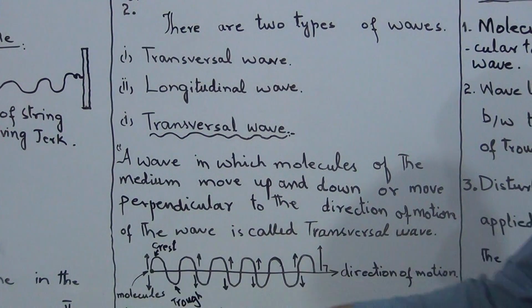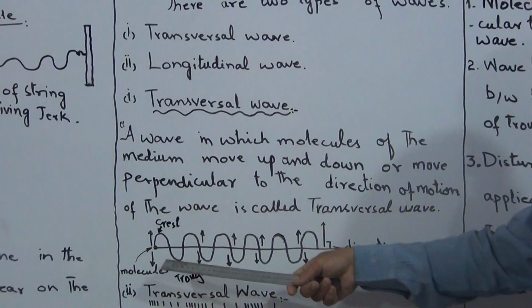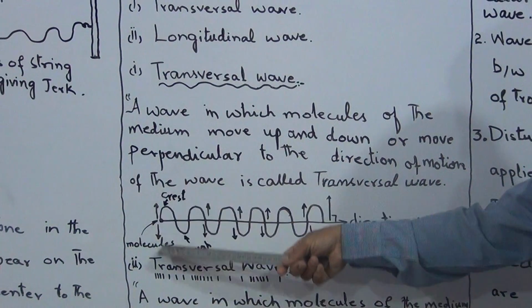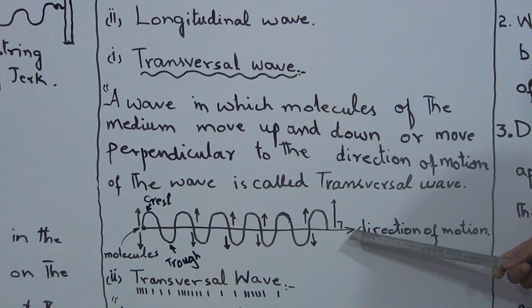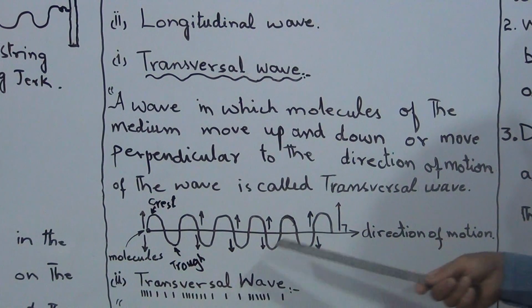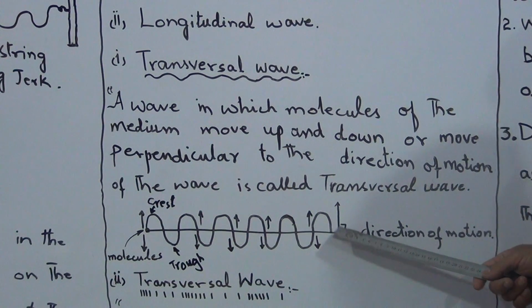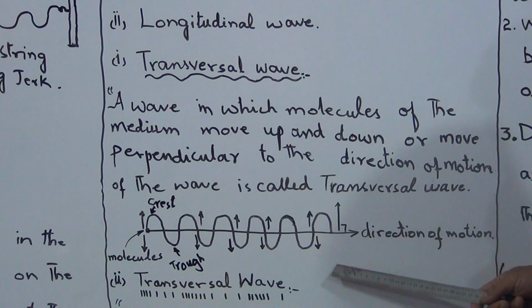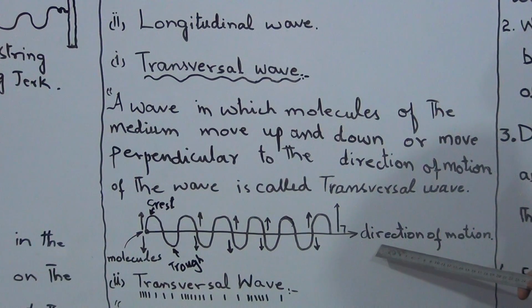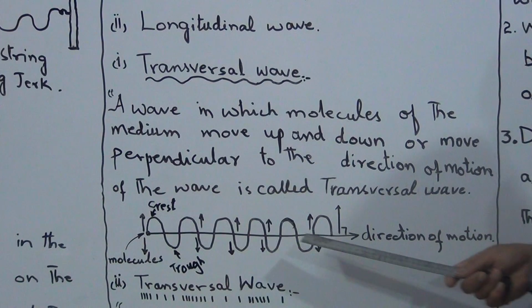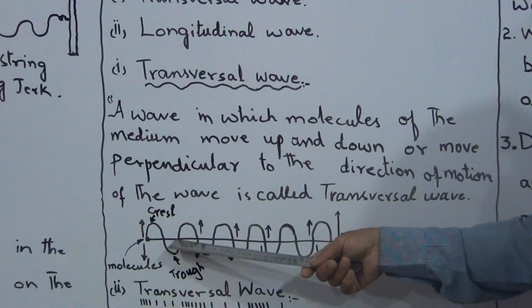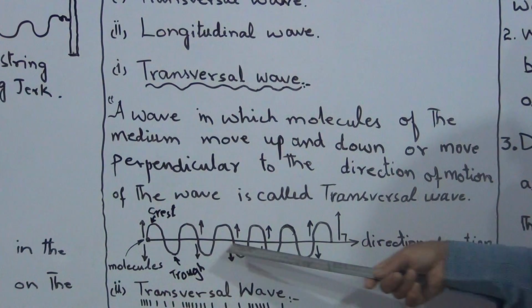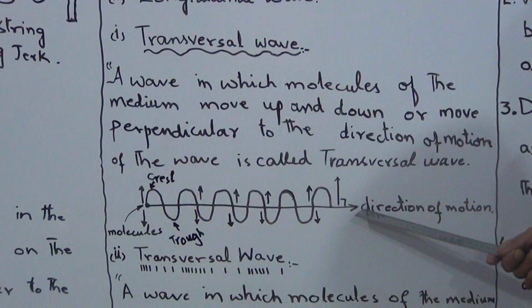Look at this diagram. These molecules are moving up and down and the motion of the wave is horizontal. So we say that the molecules are moving perpendicular to the direction of the motion, meaning up and down. This type of disturbance to the medium is called a transverse wave.